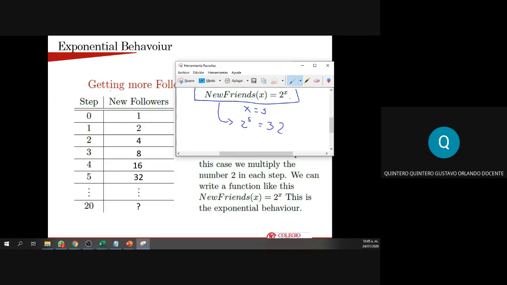So why is this function useful? Because just knowing the function is going to give us the result without having to do every step before.